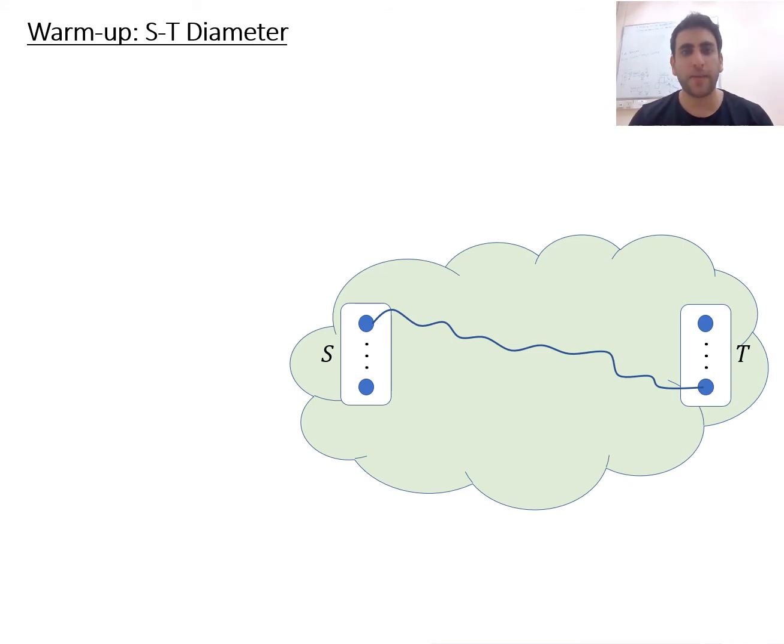Unlike in the diameter problem, in which we care about all pairs of nodes, here we care only about the pairs in S times T. Now I want to show you that there is a specific graph construction for which, if we can solve ST diameter on this construction efficiently, then Alice and Bob can simulate this algorithm to solve set disjointness efficiently in the two-party communication complexity model.